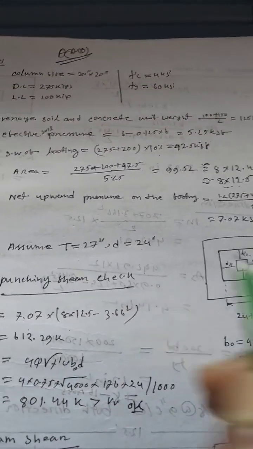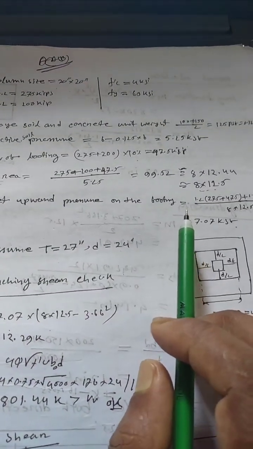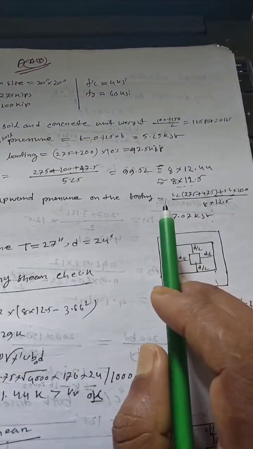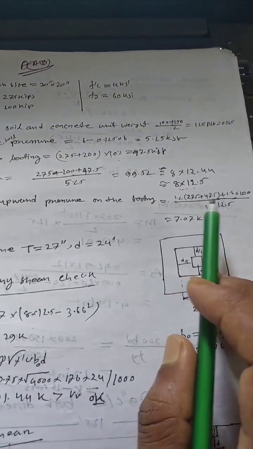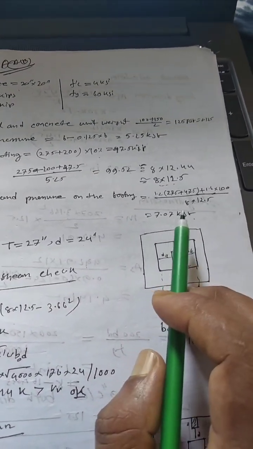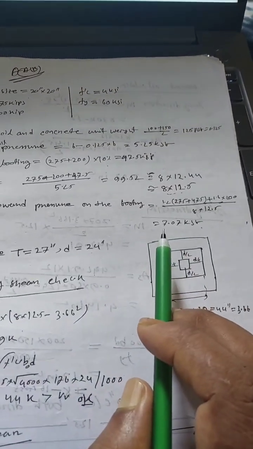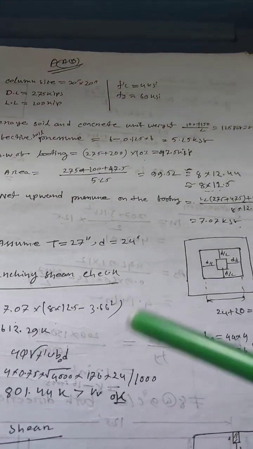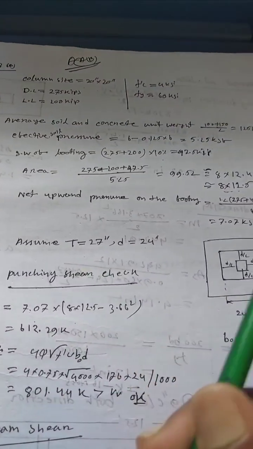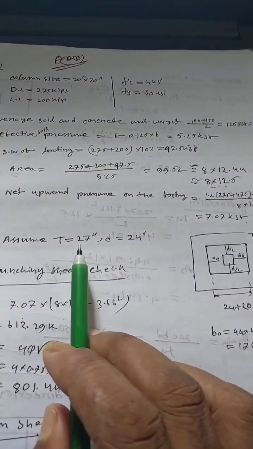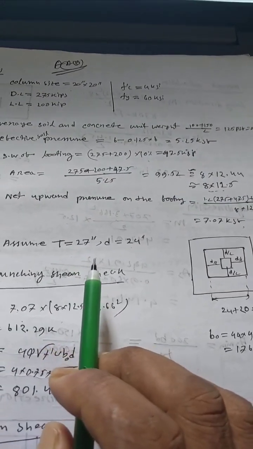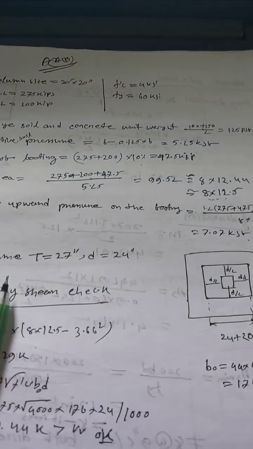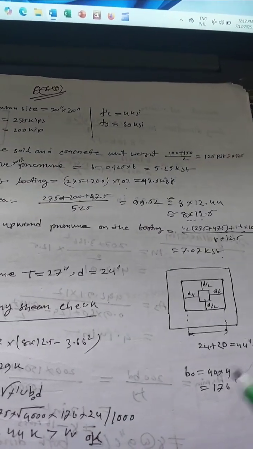Now we have to calculate the net upward pressure on the footing. Net upward pressure equals total factored load divided by area of footing. Total factored load is 1.2 dead load plus 1.6 live load, divided by area of footing. Then we get 7.07 ksf. Now we have to check the thickness of footing. Assume thickness of footing equal to 27 inch and d equal to 24 inch. 24 inch is without covering.